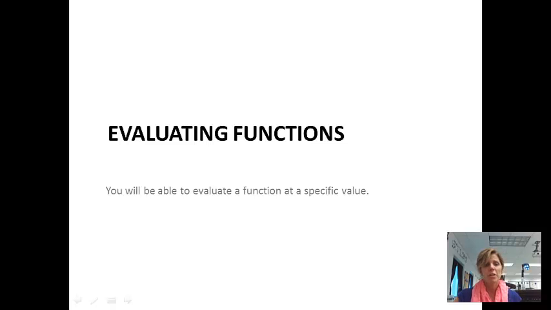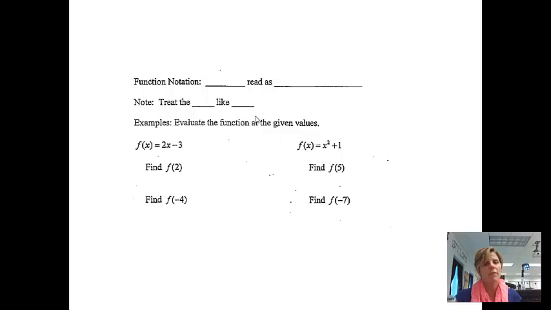Evaluating functions. At the end of this lesson, you will be able to evaluate a function at a specific value. All right, one thing that we're going to get used to this unit is function notation. When we see something that looks like this, there's an f and then there's a parentheses and then there's x, that is going to be read as f of x.